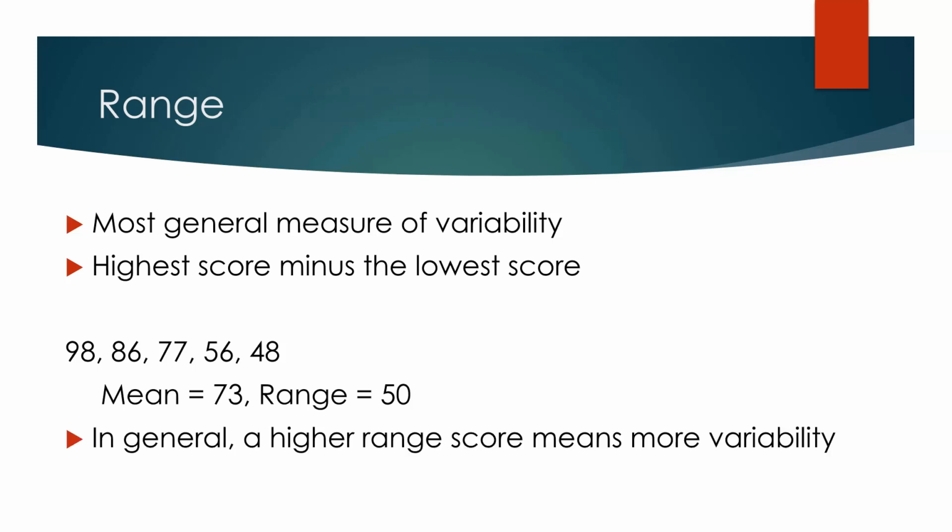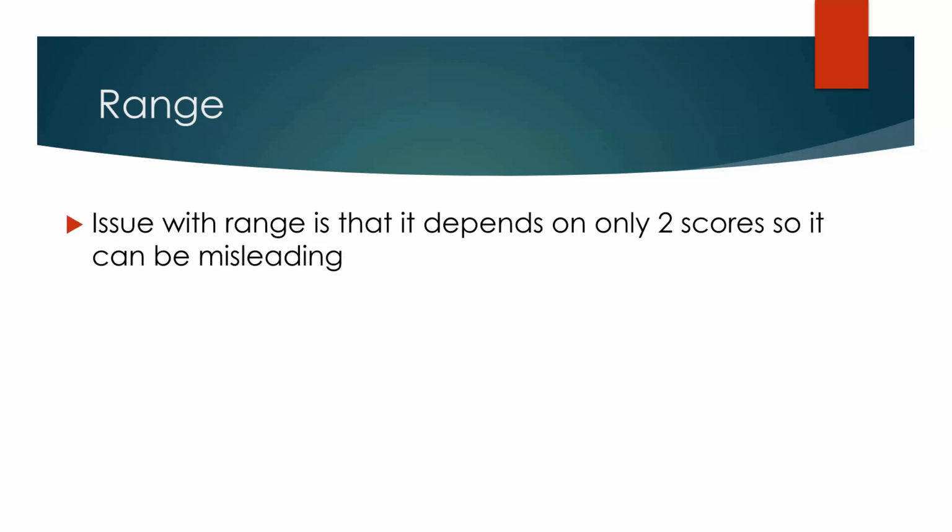Now, in general, a higher range score means more variability. So the higher the range, the more different the numbers are from each other. Now, here's a problem with the range. The problem is that the range depends only on 2 numbers. It doesn't represent all the numbers of the data set. It only represents the highest and the lowest numbers. So there are situations where the range might be misleading.